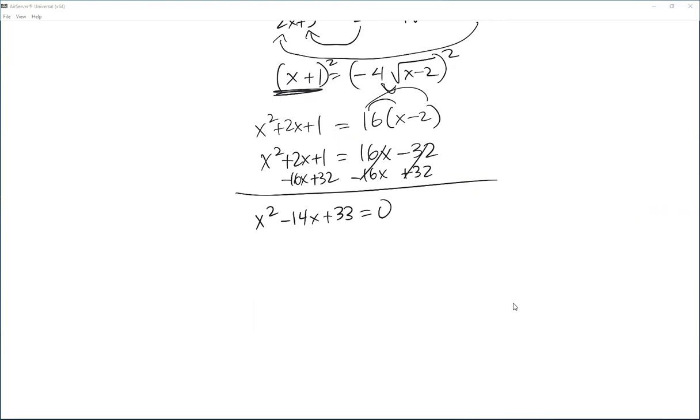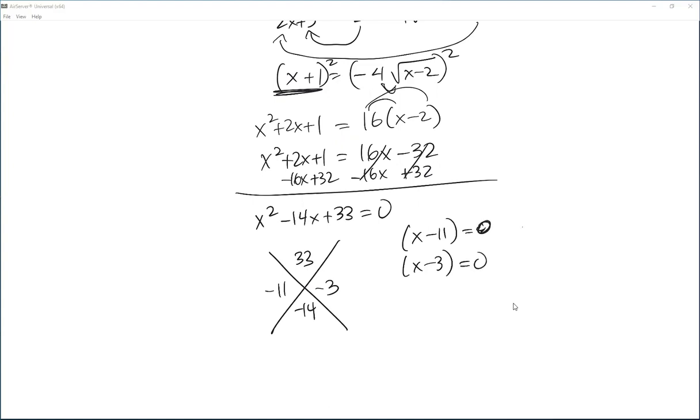All right, so X method this out here. This will be 33 and this will be negative 14. Two numbers that multiply to 33 and add up to negative 14 are negative 11 and negative 3. So this all comes home right here. It'll be x minus 11 and x minus 3. You make them both equal to 0, right, to solve. So x is equal to 11 or x is equal to 3.